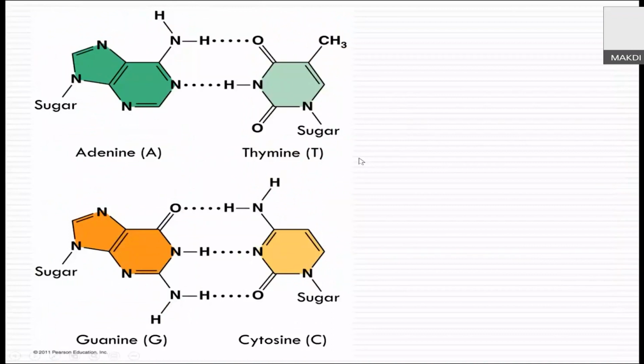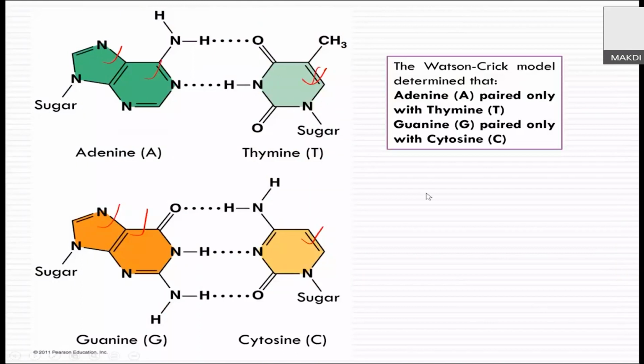Okay, these are purines. They have two rings. Adenine and guanine, two rings. Cytosine has only one ring, not three rings. Okay, my mistake just now. Thymine and cytosine are pyrimidines.